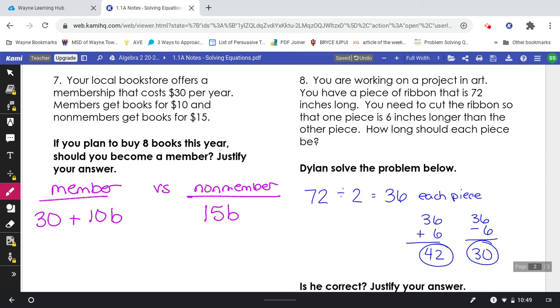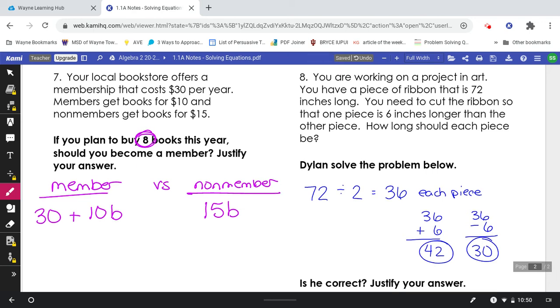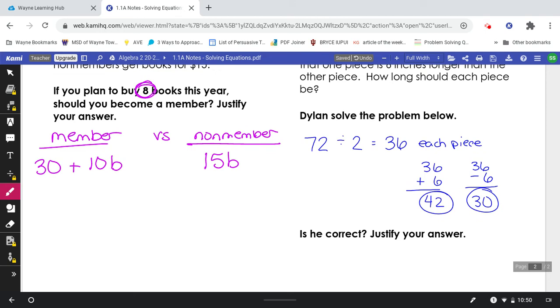So if you only buy one book, it's obvious that you want to be a non-member because you're just paying the $15. If you bought one book and were a member, you would have to pay the $30 plus $10 for the book. That's quite a lot, $40. So let's use our 8, plug it into our B's, and see what happens. Why don't you guys take a second, plug in 8 for both B's, and see what numbers you get for each.